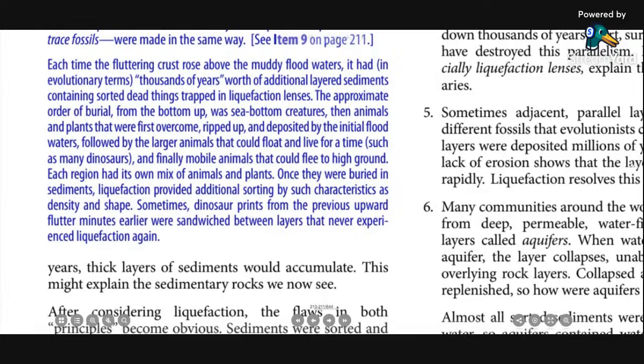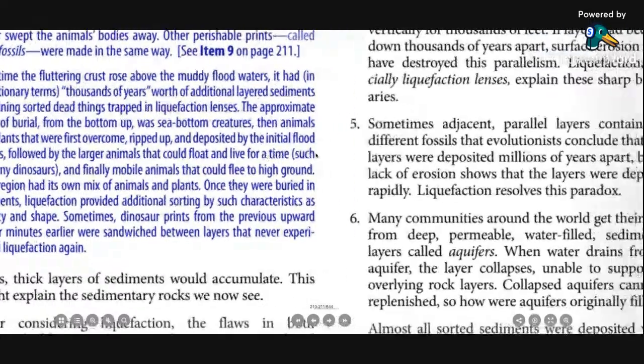Once they were buried in sediments, liquefaction provided additional sorting by such characteristics as density and shape. Sometimes dinosaur prints from the previous upward flutter minutes earlier were sandwiched between layers that never experienced liquefaction again.